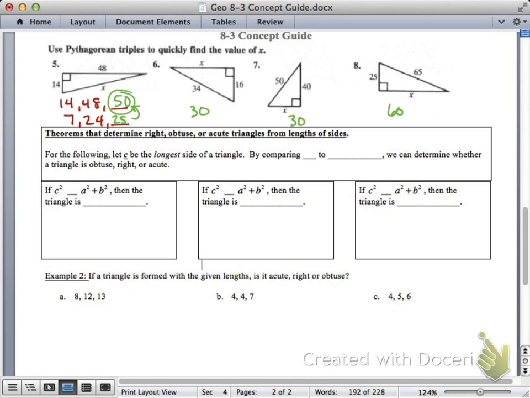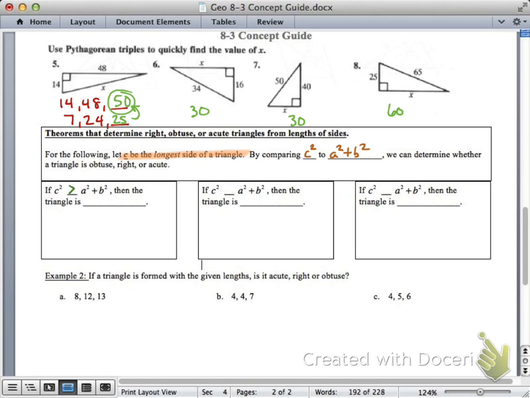So, here's how this works. For each of the following, let C be the longest side of the triangle. We've been saying that over and over again, and that's key. So by comparing C squared to A squared plus B squared, we can determine whether a triangle is right, obtuse, or acute.